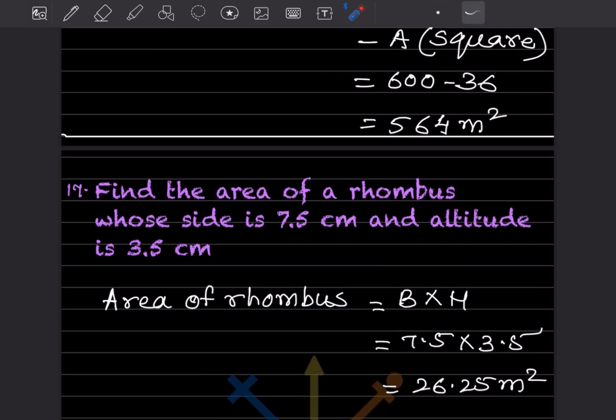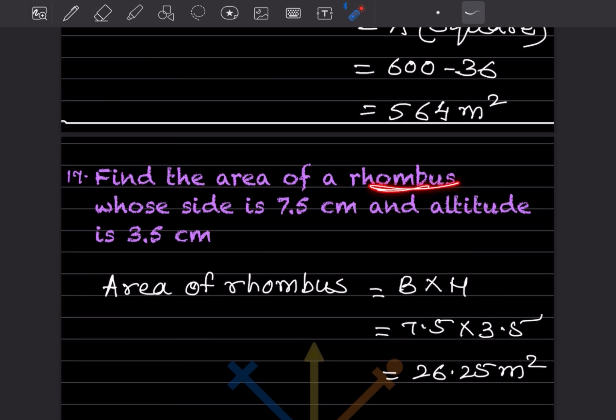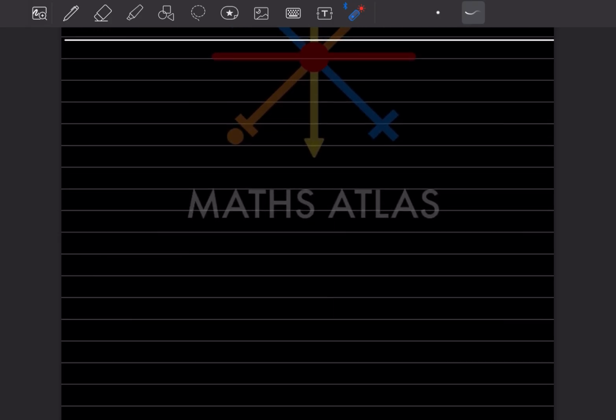Now the next one: find the area of a rhombus whose side is 7.5 centimeter and altitude, that is the height, is 3.5 centimeters. So the area of a rhombus, the formula is base into height. So the base is 7.5 and the height is 3.5. When you multiply this, you get 26.25 meter square. That is the area of the rhombus they have asked for.